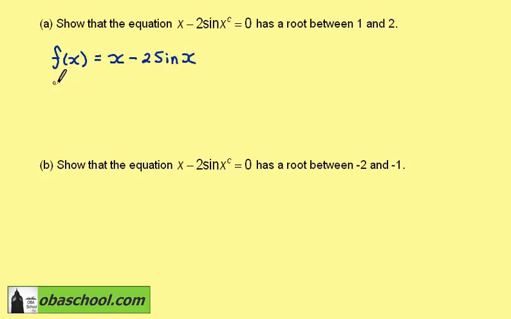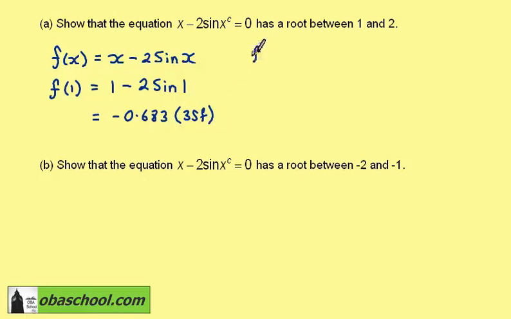We then evaluate f of 1. Remember to set the calculator into radian mode. We get 1 minus 2 sine 1, and this evaluates to give minus 0.683, correct to 3 significant figures.